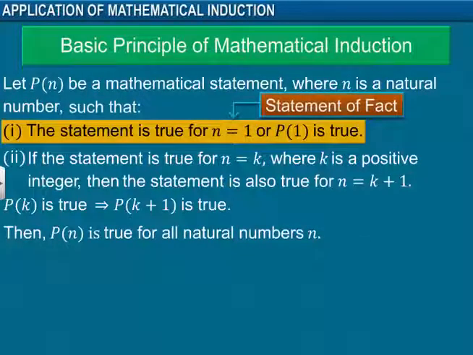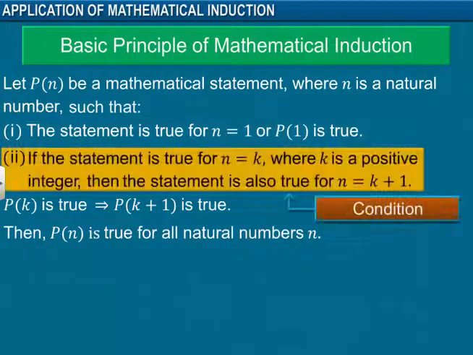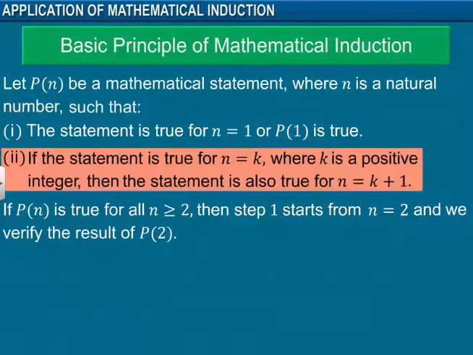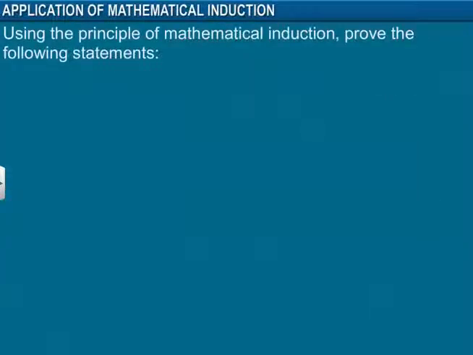Principle 1 is a statement of fact, while Principle 2 is a condition. If P(n) is true for all n greater than or equal to 2, then the first step starts from n equal to 2, and we verify the result of P(2). Next, if the second principle is true for n equal to k, then it is also true for n equal to k + 1. Let's apply the principles to the following statements.